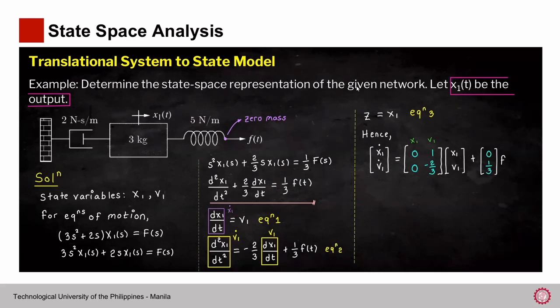So that is the state equation. Kaya lang to complete the state model, we need the output. So sabi dito, the output is Z. So I'll be using Z here. So this is Z, guys. Yan. So let's have an output matrix again, and then the state variables. So in this case, we have X1 and V1. Yan. And then we have the feed forward matrix, guys.